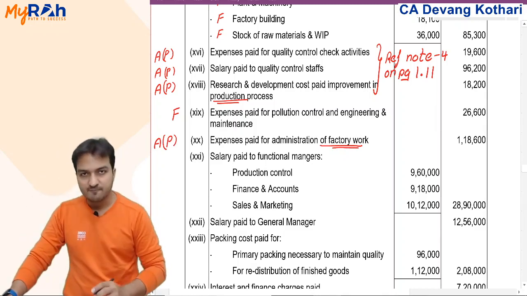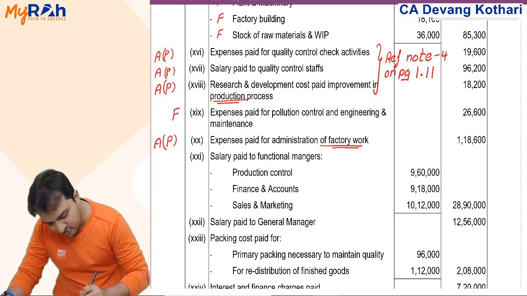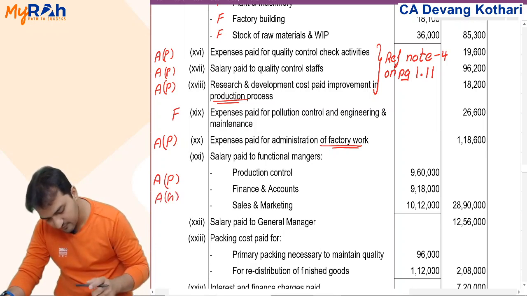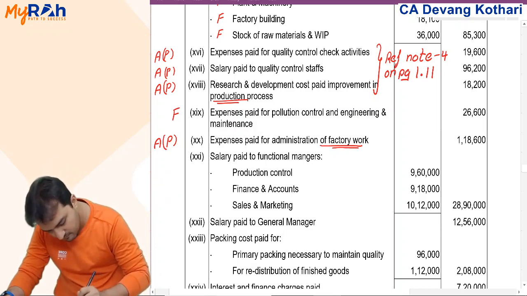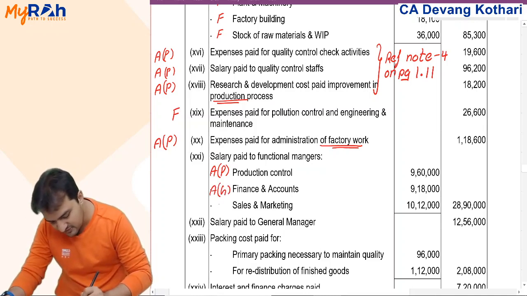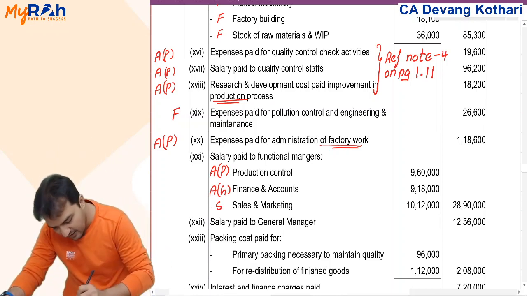Salary paid to functional managers. Production control manager: salary paid to the production control manager will again become admin overheads related to production. Salary paid to the finance and accounts manager is general admin. Admin overheads of production, this becomes admin overheads general, and sales and marketing goes under selling overheads. Salary paid to the general manager will go under admin, but general admin.